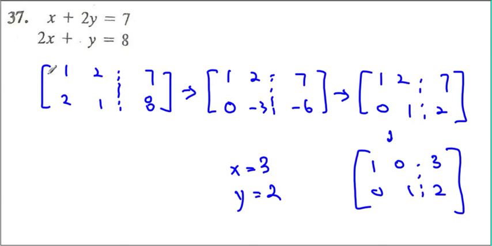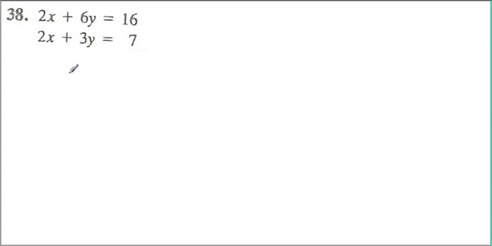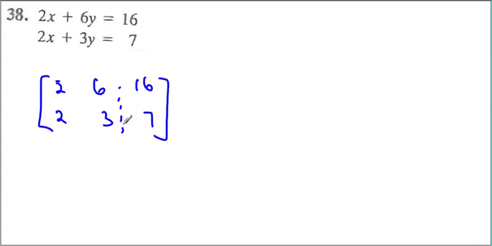Then once you realize that works, how about here? We get 2, 2, 6, 16, and 2, 3, 7. So I can multiply the first row by 1/2. Then I'll be getting 1, 3, 8, and 2, 3, 7.